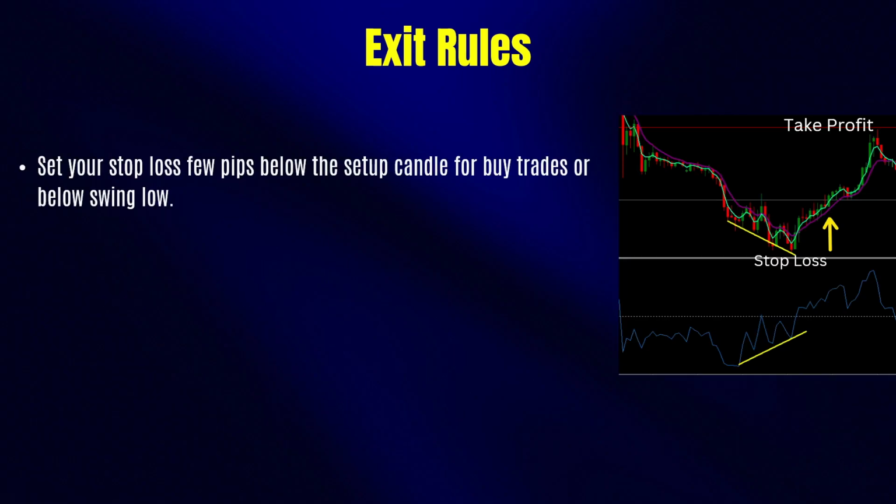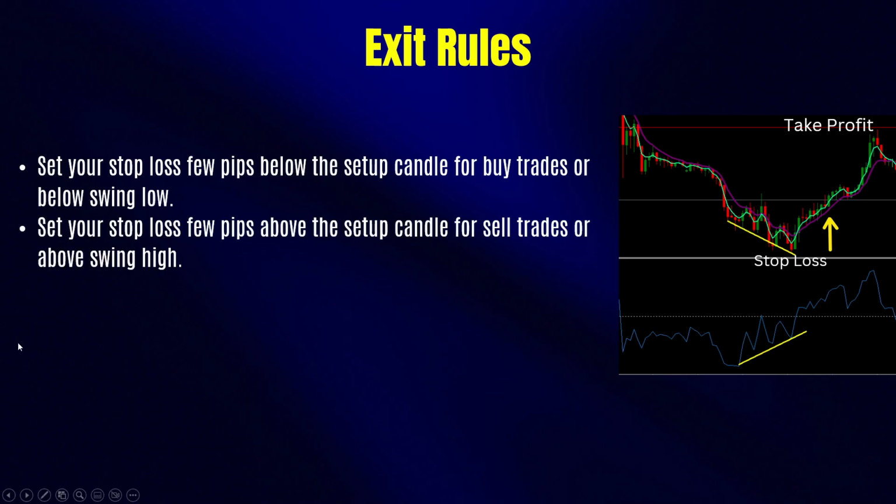So first one is set up your stop loss a few pips below the setup candle for buy trades, or below swing low. So in this case, if I was going to enter after this bullish candle, my stop loss will be a few pips below this setup candle or below swing low. Set up your stop loss a few pips above the setup candle for sell trades, or above swing high. So just like we did for the buy setup, if we were selling over here, we were going to set it up over here. If that was the target setup candle, SL would be a few pips above, in this area.